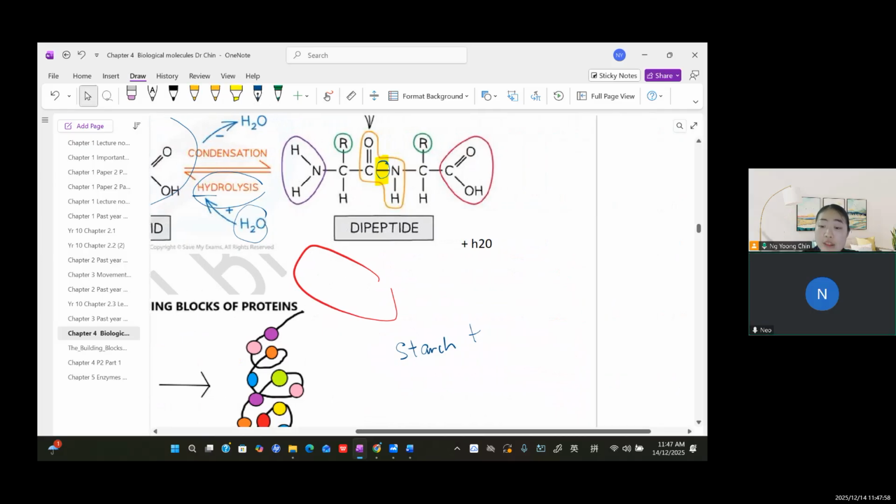Polysaccharide. Yeah, starch is a polysaccharide. So now you're going to break down the polysaccharide. What kind of enzyme is used to break down the starch? Amylase? Yeah, it's amylase. Okay, you are so smart. Yeah, amylase. So that's why starch.